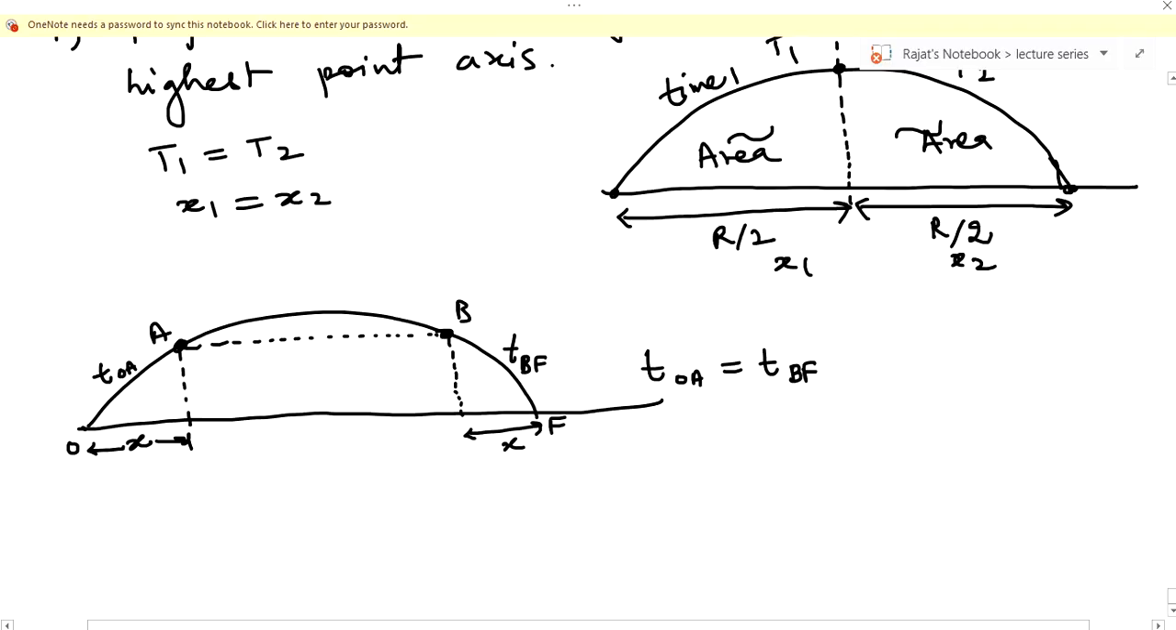These are some of the general points regarding being symmetric, what it means, and how you can use it in the calculations. It's pretty obvious.